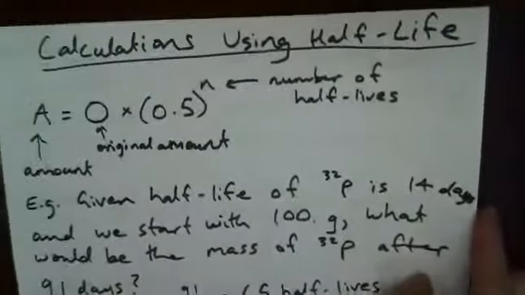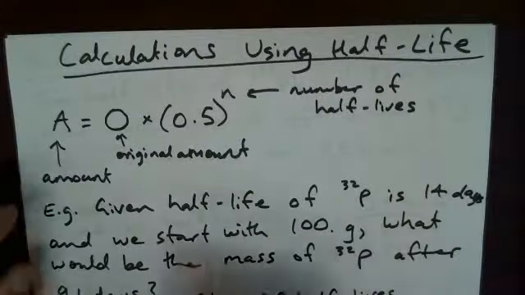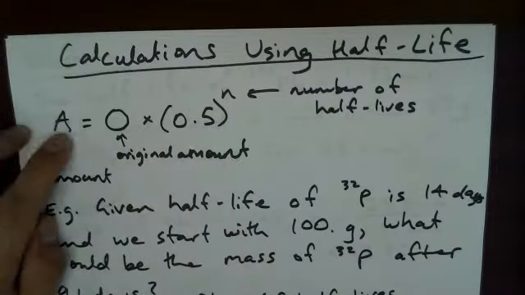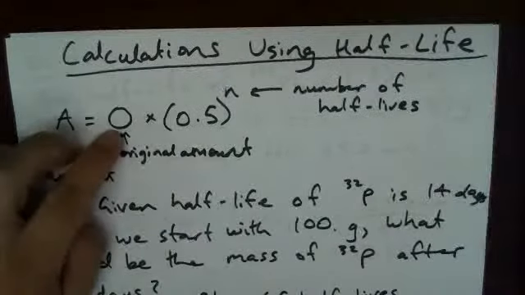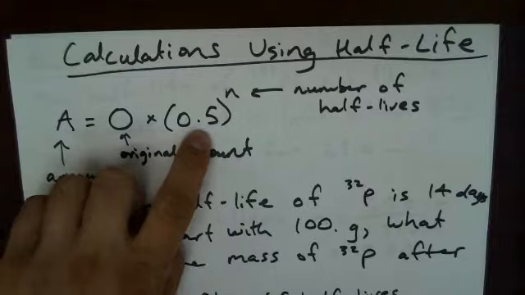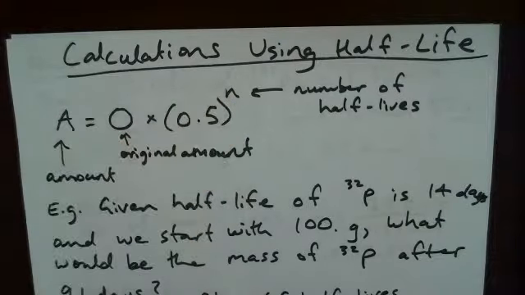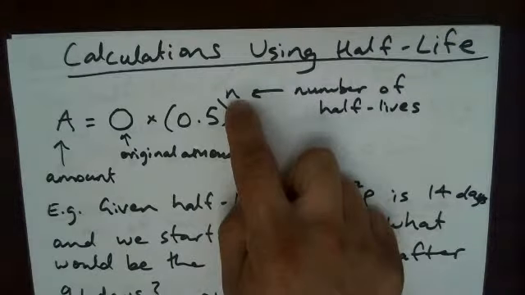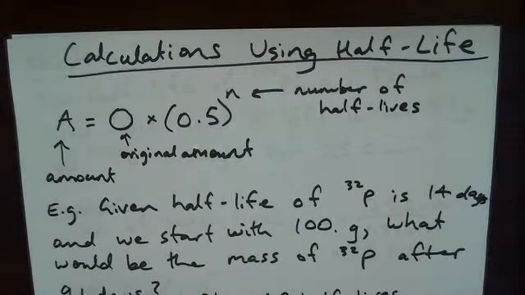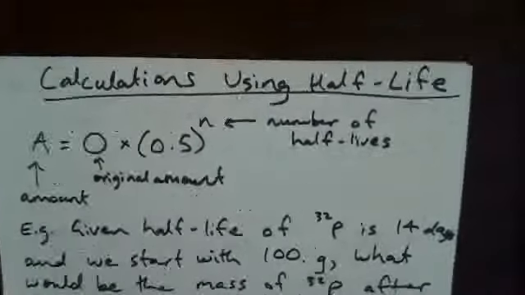So let's have a look at some calculations, and I made up a formula here. If A is the amount, O is the original amount, and then we have 0.5 to the power of the number of half-lives. In your text you would see that you just keep multiplying a half times a half times a half for the number of half-lives, and that's the same as raising this to a power. So I guess just to show how this would work.